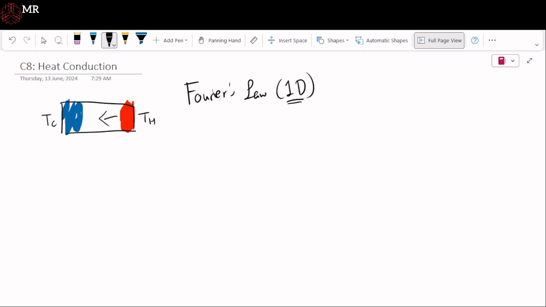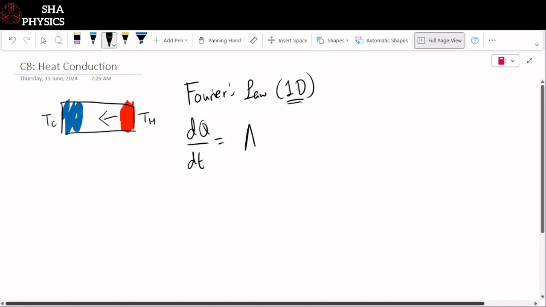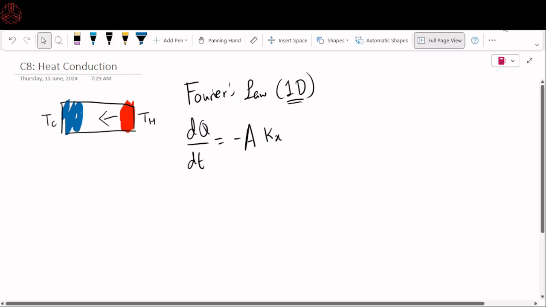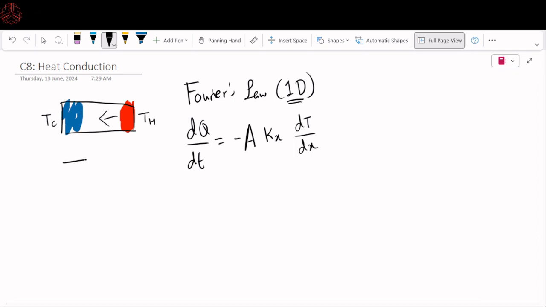Fourier's law says that the rate of heat energy flow, dQ over dt, is dependent on a few things. It depends on how big of an area you have, so the cross-sectional area. Then it depends on the material, so k_x, the coefficient of thermal conduction in the x direction, x being just the one choice of heat flow. And it also depends on the temperature gradient, with me choosing x to be this direction generally.